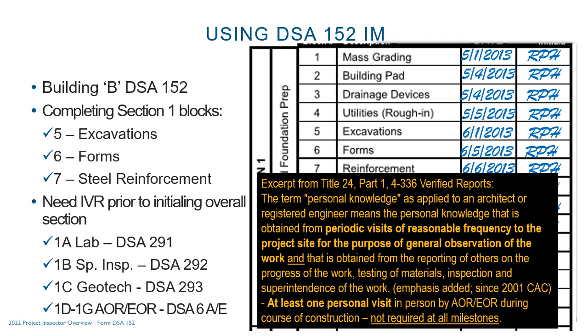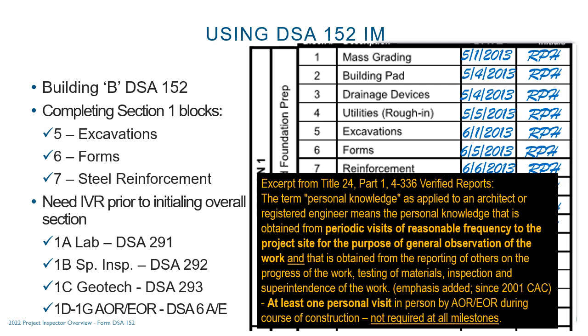So this is an excerpt from the administrative code, the section dealing with verified reports. I'll just read this here. So the term personal knowledge as applied to an architect or registered engineer means the personal knowledge that is obtained from periodic visits of reasonable frequency to the project site for the purpose of general observation of the work, and that is obtained from the reporting of others on the progress of the work, testing of materials, inspection, and superintendence of the work. So I've added the emphasis there with the bolding and underline.